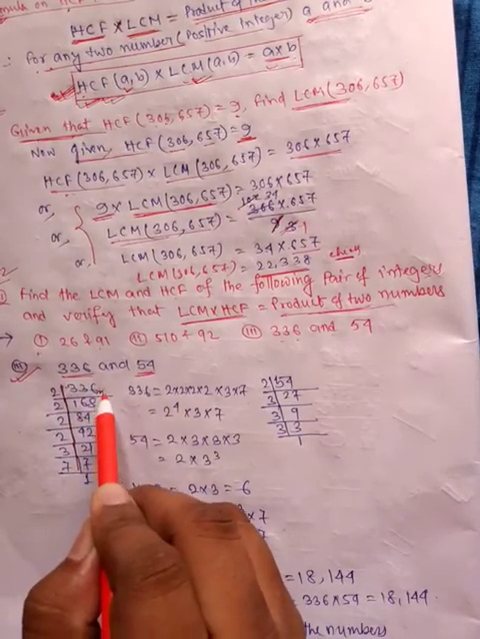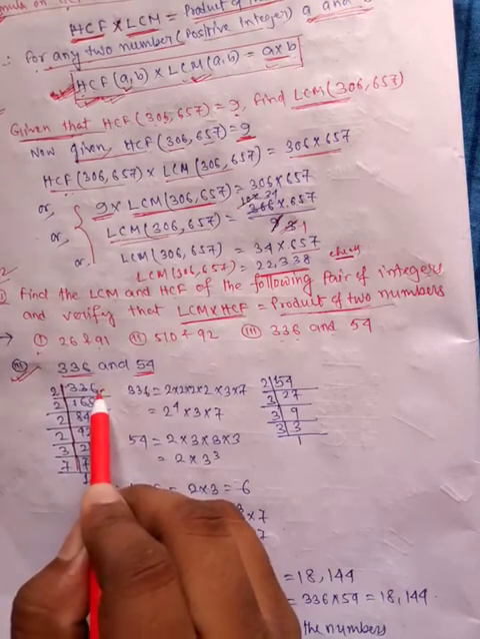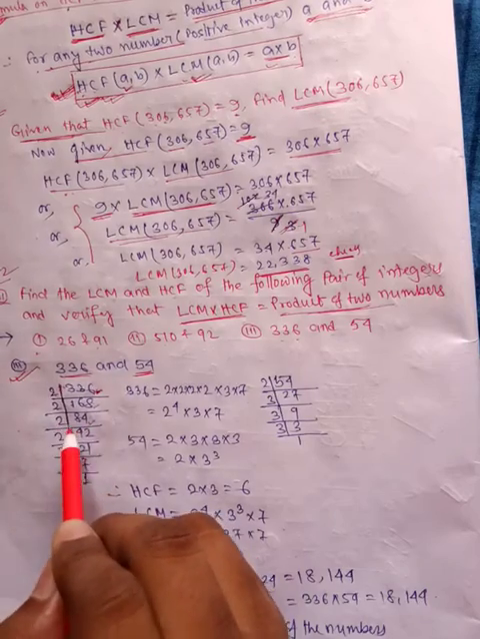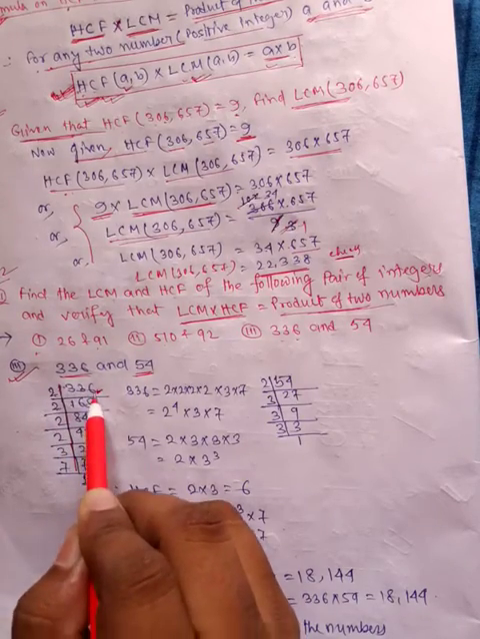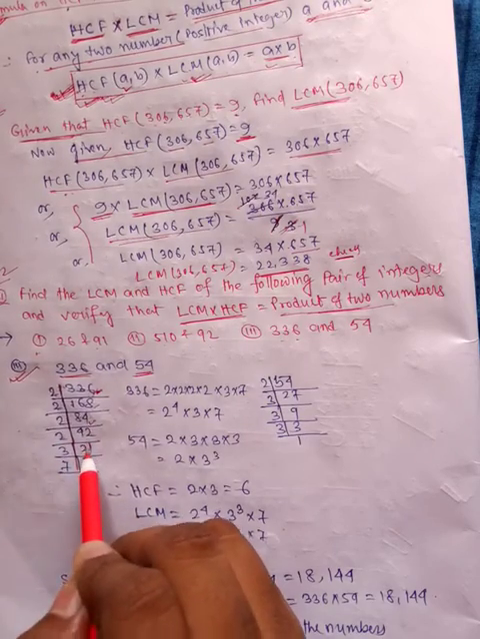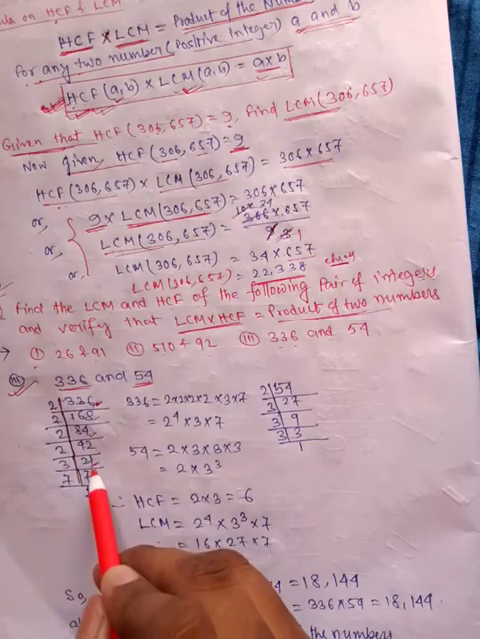The last digit is even, so it is divisible by 2. 336 divided by 2 is 168. Again, 2 into 84 is 168. Again 2 into 42 is 84. These are all even integers. Again 2 is even, so divide by 2: 2 into 21 is 42. Now this is not divisible by 2, it is divisible by 3.